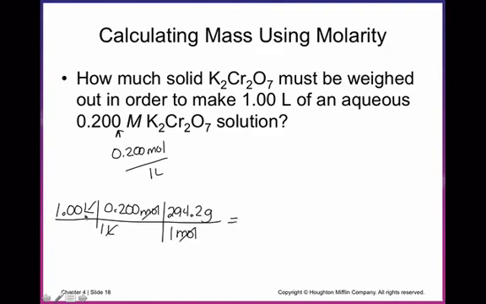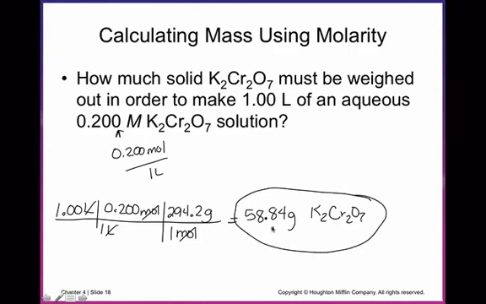Those are gone. I'm left in grams. If I do all that math, we get 58.84 grams of potassium dichromate. So if I wanted to create the solution, I would go find the potassium dichromate, make sure I have that much using the scale. I'd put it into a 1 liter volumetric flask, fill it halfway up with distilled water, and I'd stir and mix and swirl until all the solid dissolved, and then I'd really carefully fill it the rest of the way with distilled water up to the mark.